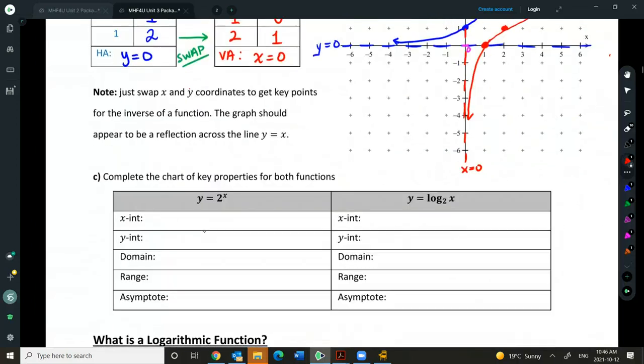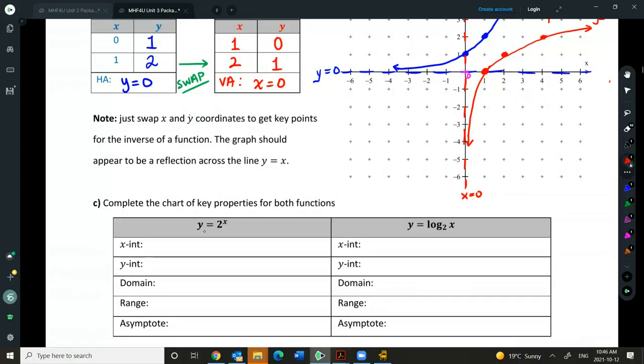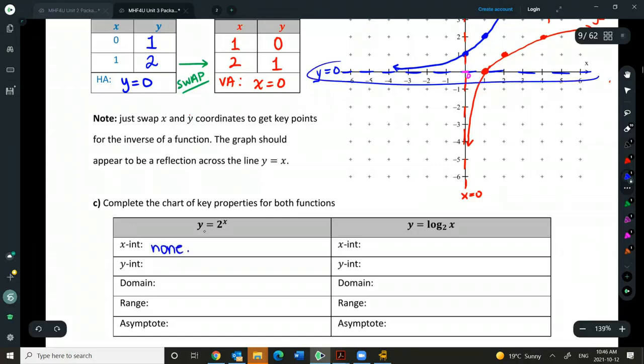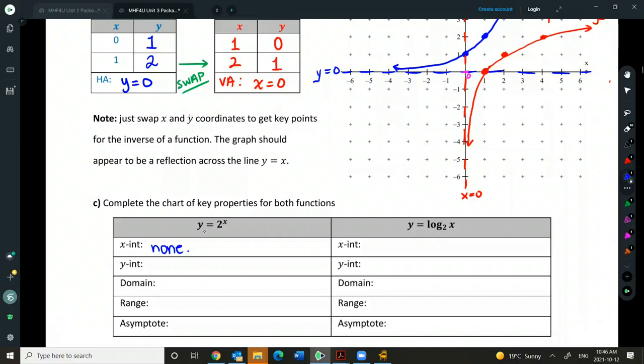Okay, so let's take a look at some of the properties here of the original function and of our inverse function. X-intercept for y equals 2 to the x. Bella? Correct, because on the x-axis there is an asymptote, so our graph will never touch that and it will never cross that. What about x-intercept for the logarithmic function? Keaton? 1, 0. It's right there.